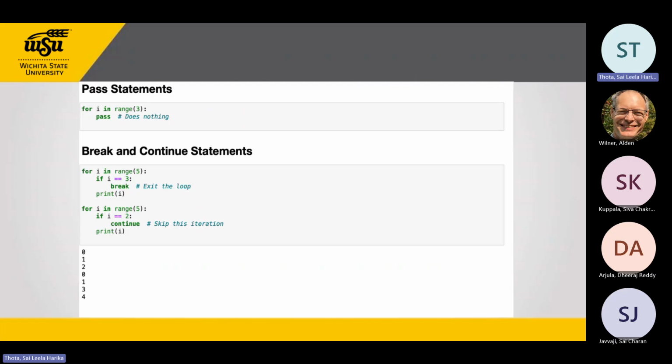Pass statements. Pass statement is basically used if you want to do nothing. And break and continue statements. If you want to break anything when you are writing a loop, for example, for i in range 5, I mentioned a condition, if i equal to 3, just break it, and it will print i. Coming to the second part, for i in range 5, I just mentioned if i equal to 2, there is a continue. So it means it will skip this iteration and it will continue. And we will get the output like 0, 1, 2 for the first part and 0, 1, 3, 4 for the second part.